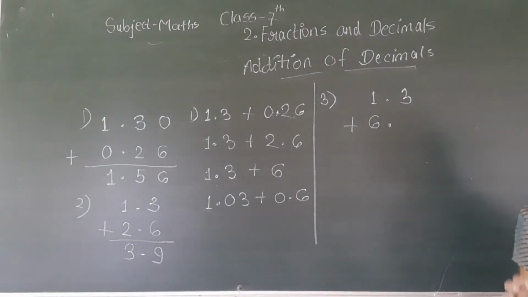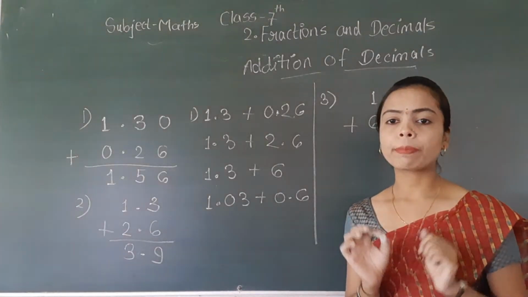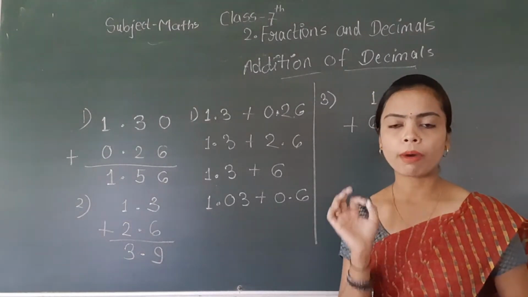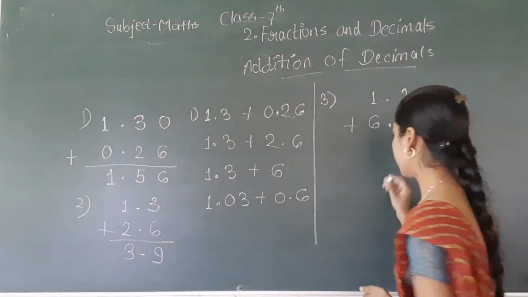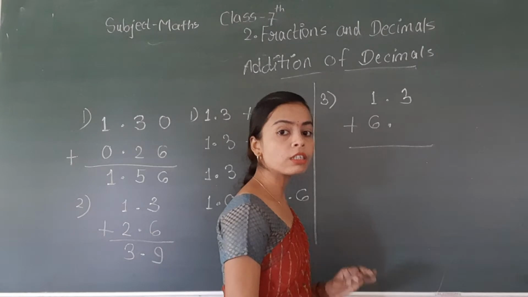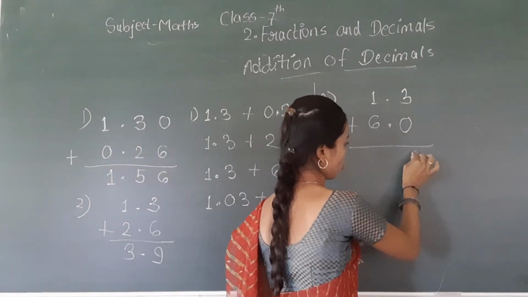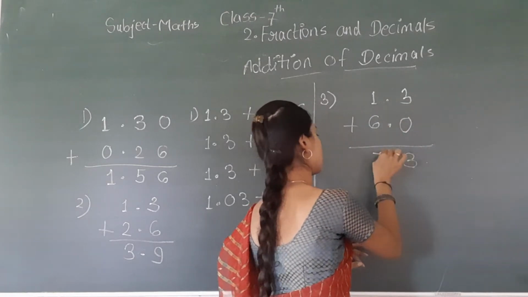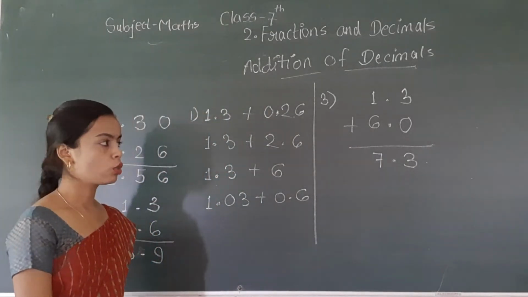अगर किसी नंबर में डेसिमल पॉइंट नहीं दिया है तो आप ये कंसीडर करोगे कि नंबर जहां एंड हो रहा है उसके बाद में डेसिमल पॉइंट गिवन है. Okay, so in this the place is blank, so I will write 0 here. Okay, so 3 plus 0 is 3. Decimal point below decimal point, and 1 plus 6 is equal to 7.